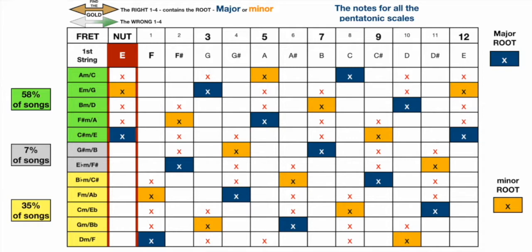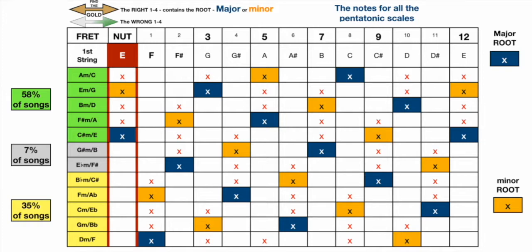Some useful or interesting pieces of information: I went to Spotify and they've actually looked at what percentage of songs are in certain keys. You can see 58% of songs fall somewhere in that green zone, 35% of songs fall in that yellow zone, and about 7% of songs fall in that gray zone.